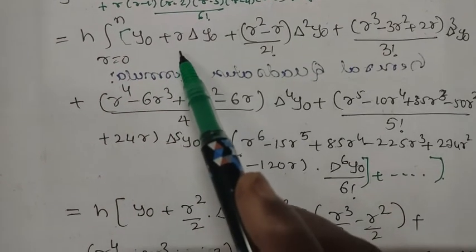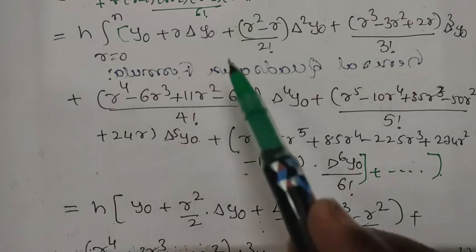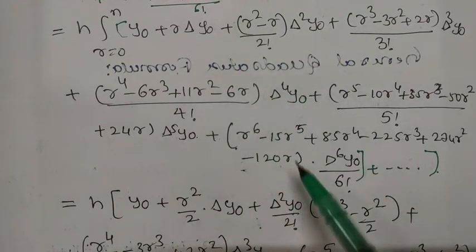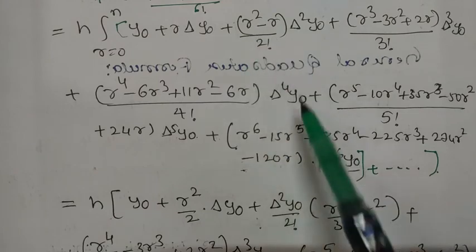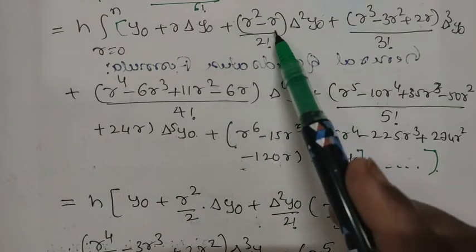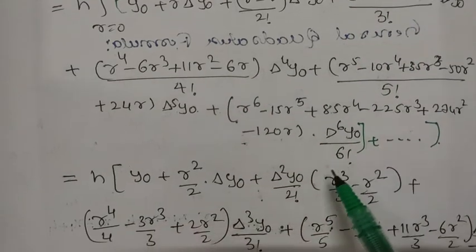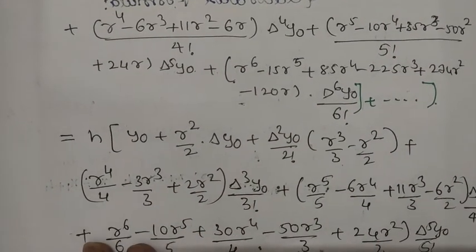Integration with respect to r is r square divided by 2 times delta y naught, and plus delta square y naught divided by factorial 2, which I have taken as it is. Integration of r square is r cube divided by 3 minus integration of r, which is r square divided by 2. Like this only you have to integrate this bracket and this bracket. It's very common integration.